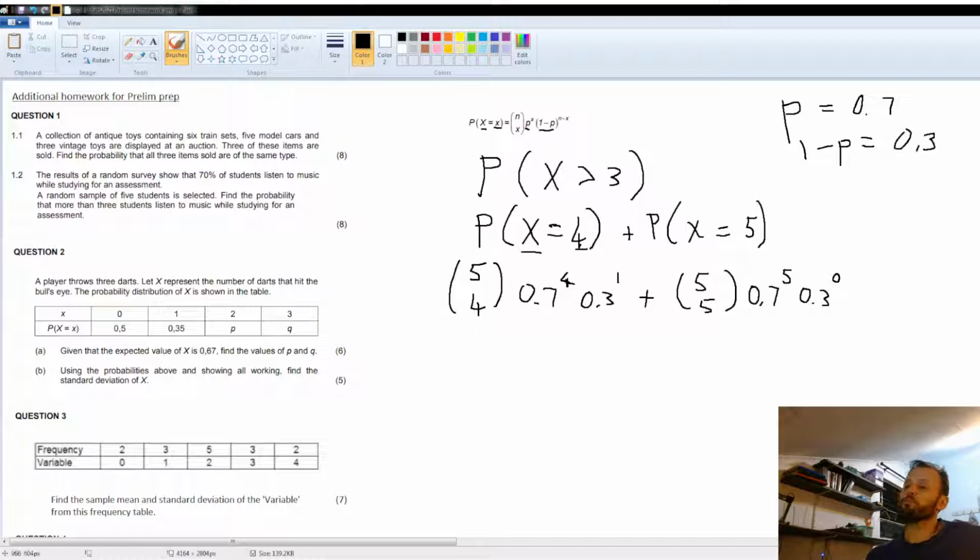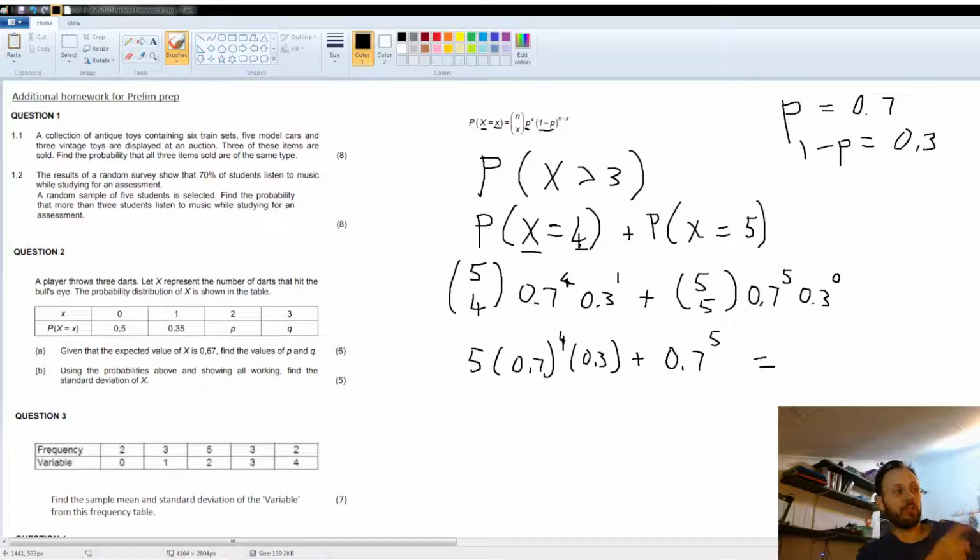Now, of course, this evaluates to 5 times 0.7 to the power of 4, times 0.3, plus 5 combination 5 evaluates to 1. 0.3 to the power of 0 evaluates to 1. So this is just 0.7 to the power of 5. Equals, you ask your calculator.